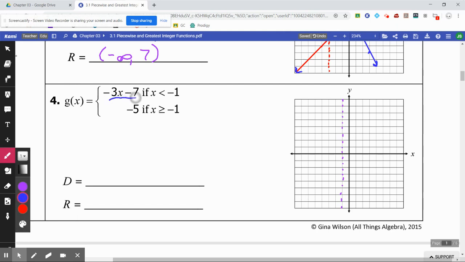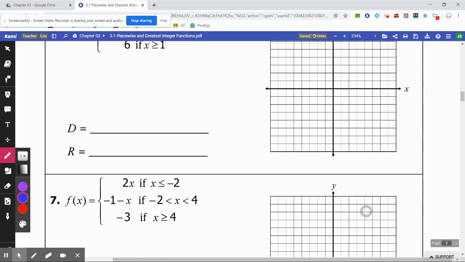So let's graph y equals negative 3x minus 7. So that's going to be 1, 2, 3, 4, 5, 6, 7. We need a slope of negative 3, so we need to slant downhill. So it's going to look like this. But here's the thing. We only want to graph this less than negative 1. So we're only going to graph this part on the left side.